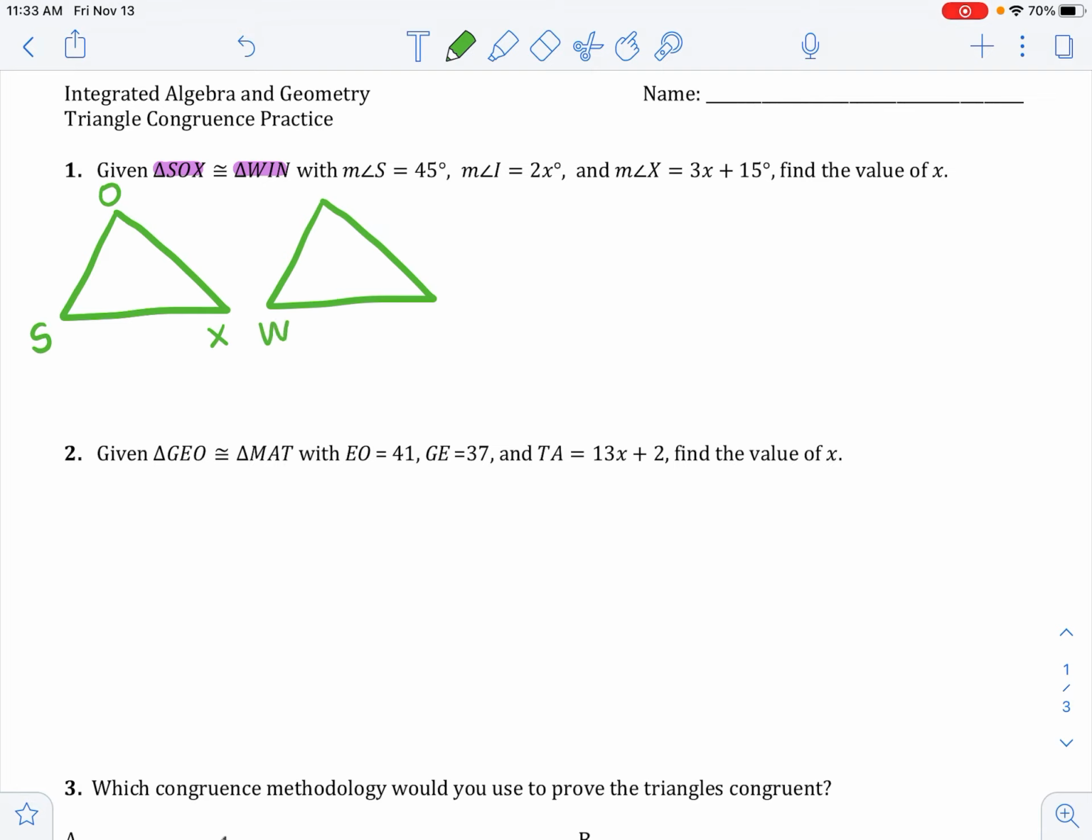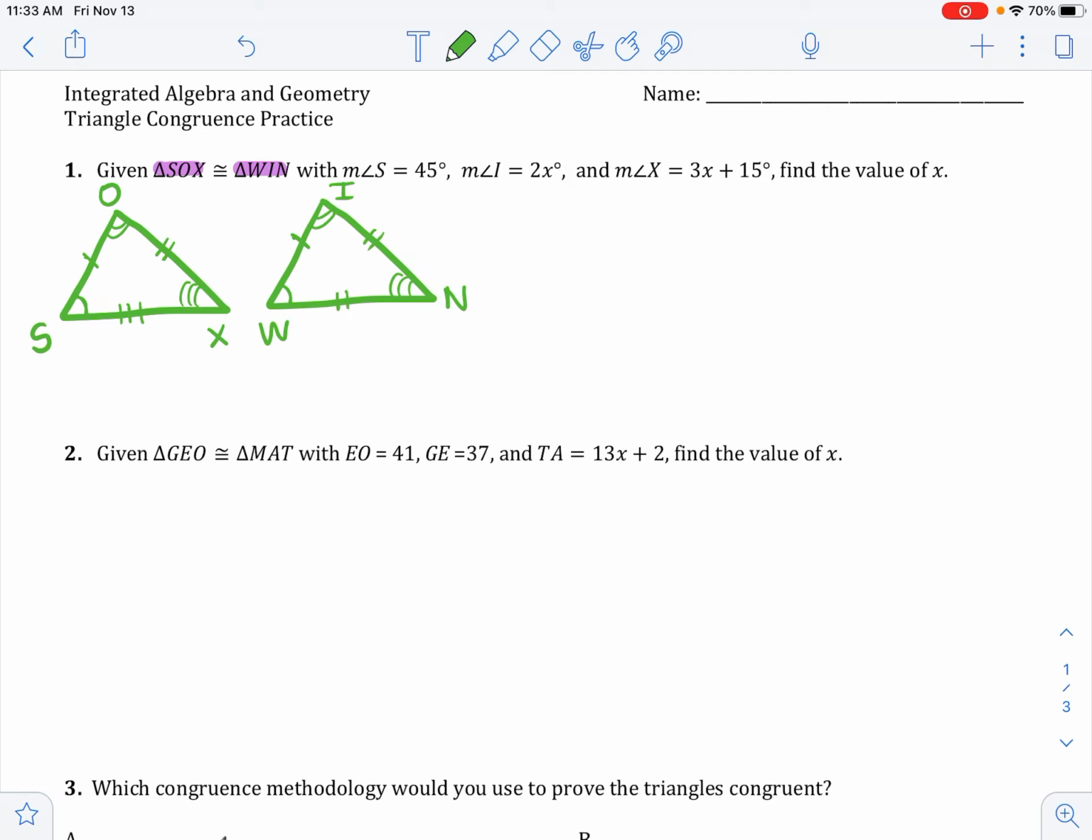So W matches up with S, I matches up with O, and N matches up with X. Now, a really important part, matching up my congruent corresponding angles and my congruent corresponding sides. So I know S is congruent to W, O is congruent to I, X is congruent to N. Then I also am going to match up my congruent corresponding sides. Oh, I keep saying I's. SO is congruent to WI, OX is congruent to IN, and SX is congruent to WN.